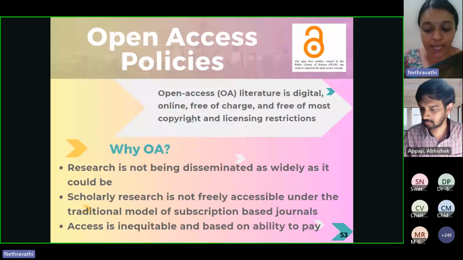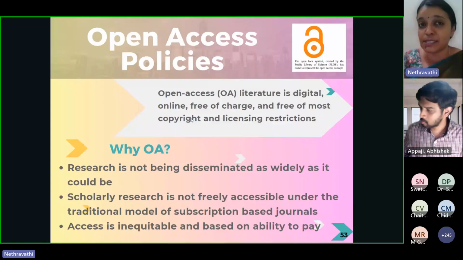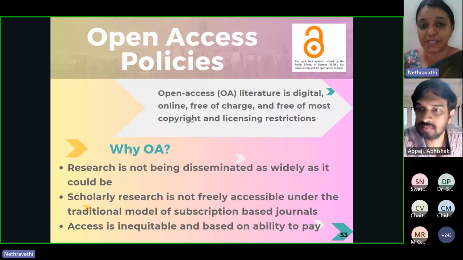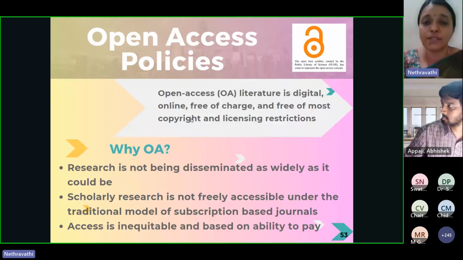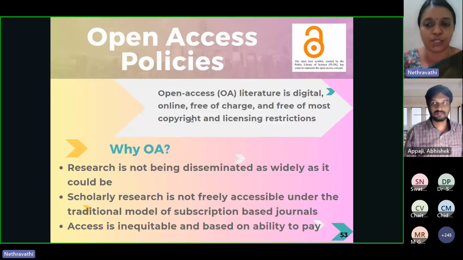Open access policies, of course you would have noticed open access journals during Dr. Sainath's presentation. So what is open access? Open access is a literature. It is digital, online, and of course free of charge. It is freely available for download.